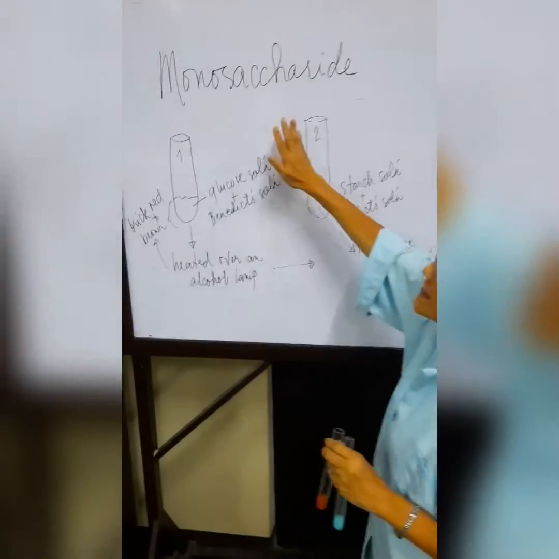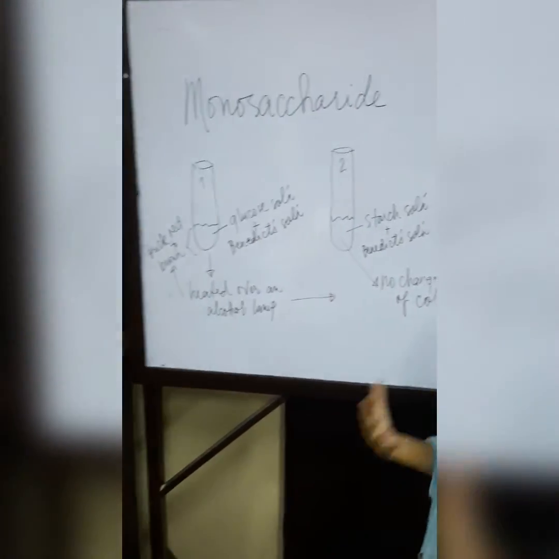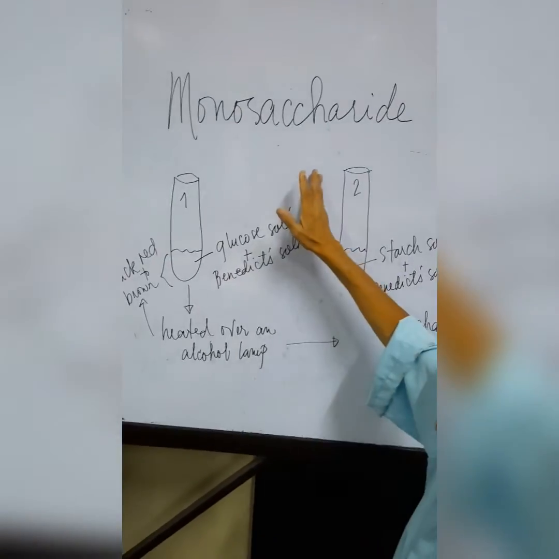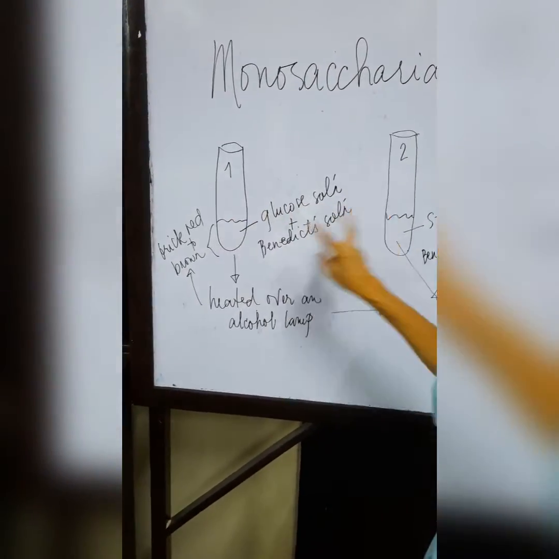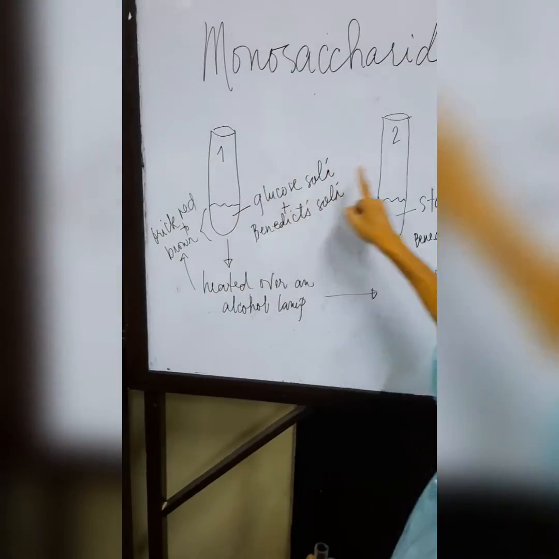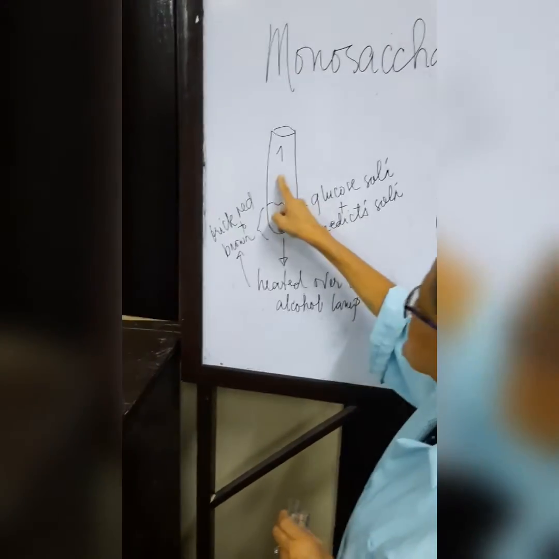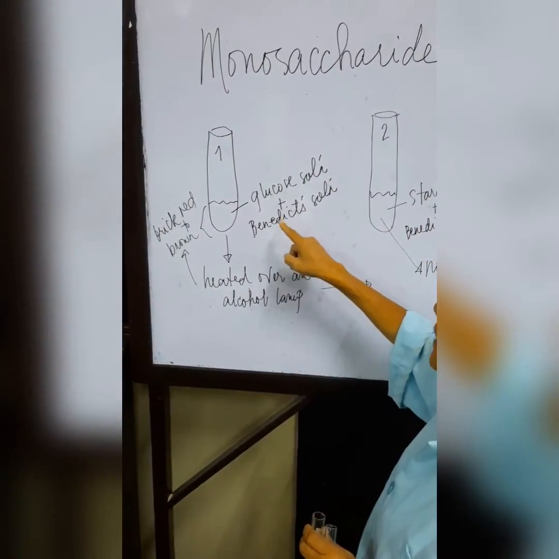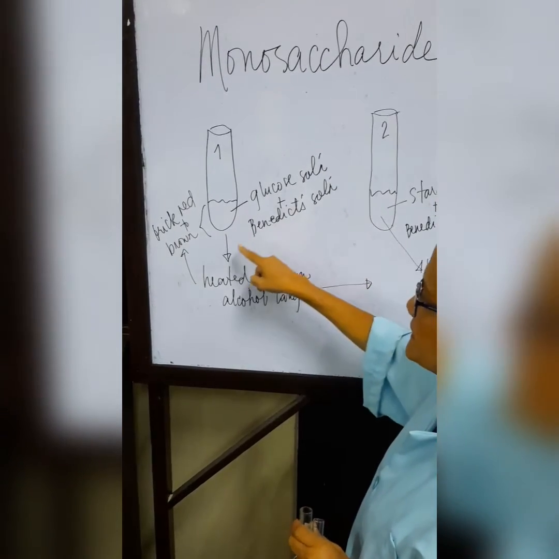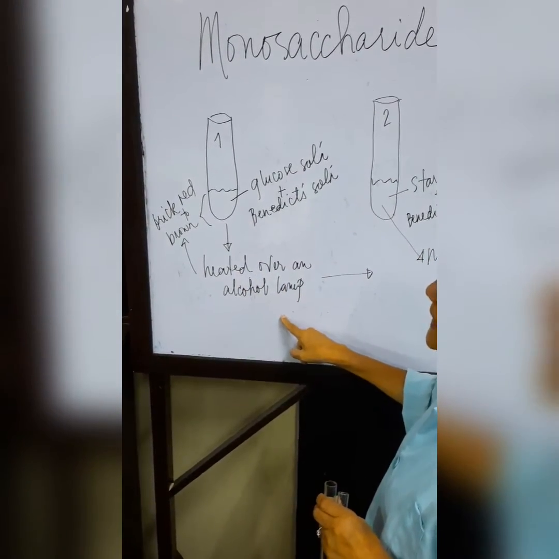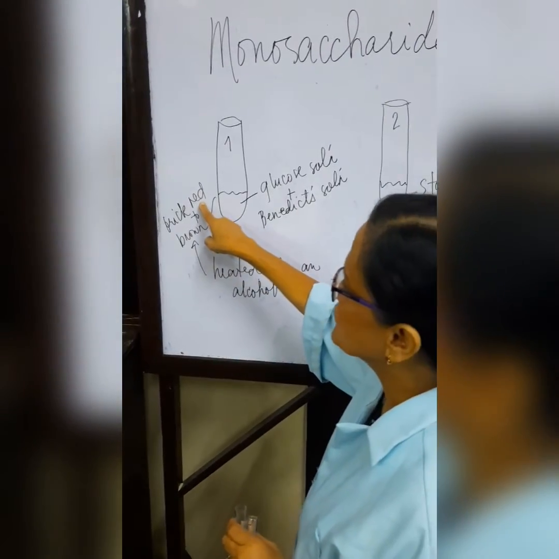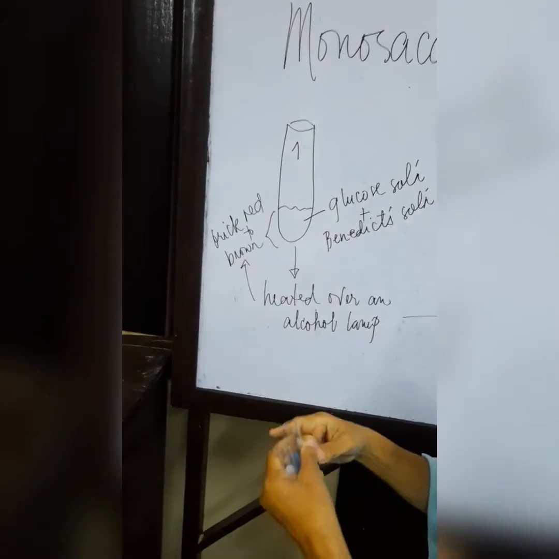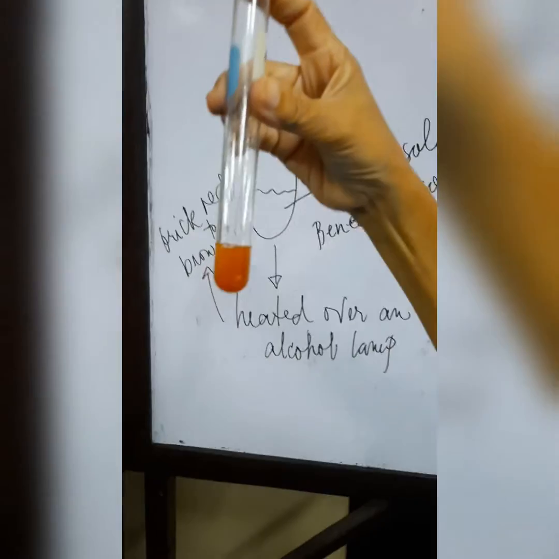Now with the monosaccharide, this is again to test the presence of carbohydrates. In monosaccharide, I prepared 2 test tubes. So this is the first test tube and the second test tube. Now in the first test tube, I placed a glucose solution plus 3 to 5 drops of Benedict solution. Then I heated this over an alcohol lamp, and this is the result. It gives off a brick red to brown color.